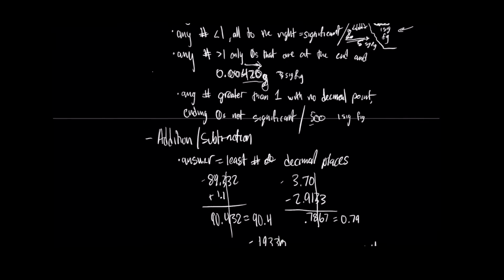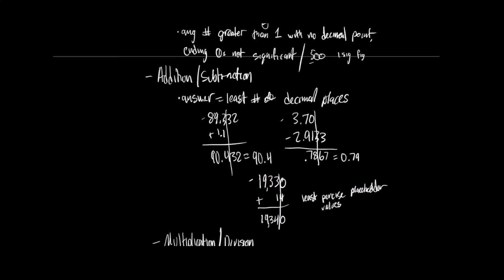Okay, let's continue. Any number greater than 1 with no decimal point, ending zeros, are not significant. So look, there's no decimal point there. So there's only one significant figure. We don't know how precise these zeros are. It could be 400 or it could just be 500 instead of 499.9 rounded up to 500. We don't know, so we have to assume that they are not significant. So we'll say there's one significant figure there.